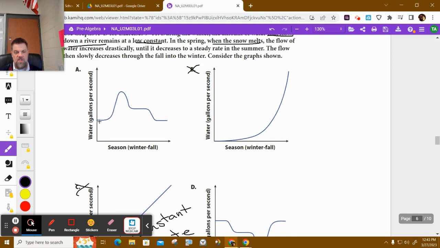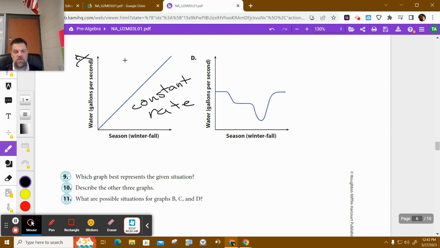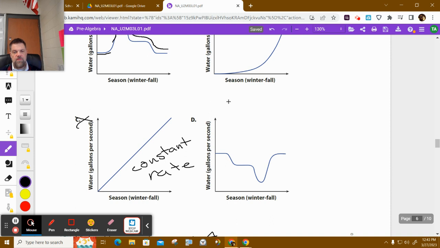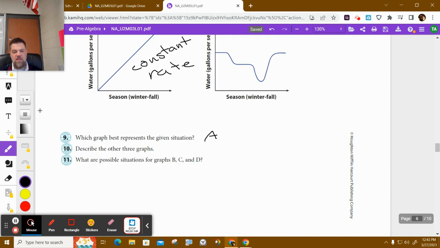So here, what they're saying is this increases, but it goes very slow. Then all of a sudden, it gets real steep, and then it drastically slows down for summer, and then in winter it freezes again, and then it melts a little bit. So A is the actual thing. So that's the graph A. Describe the other graphs. Well, for graph B, the rate gradually increases. The water keeps flowing a little more and a little more and a little more till it's really flowing.